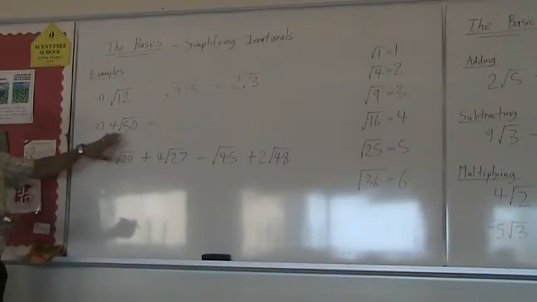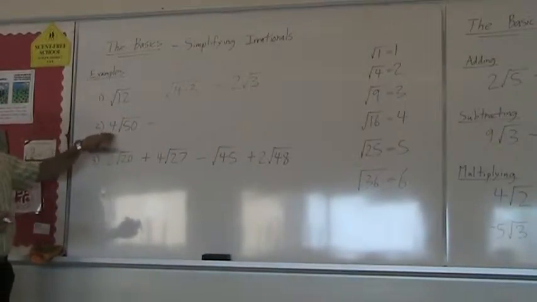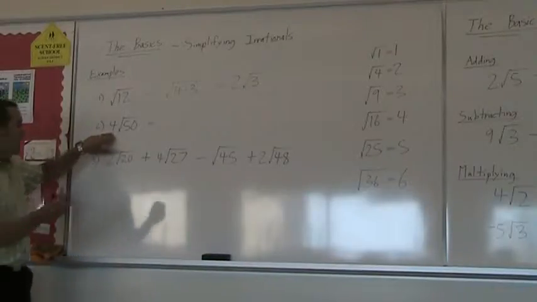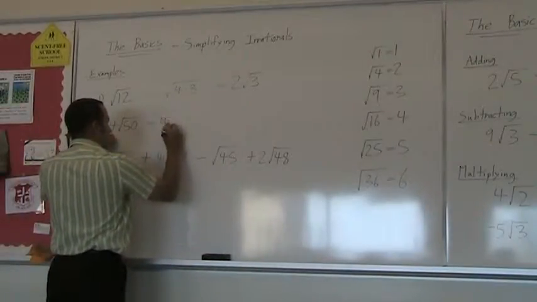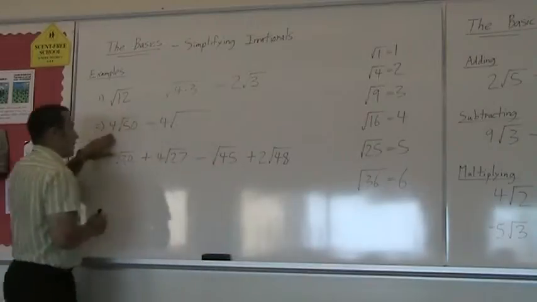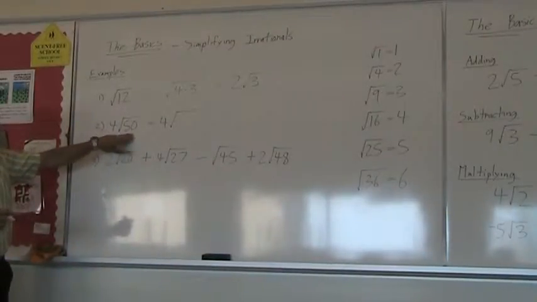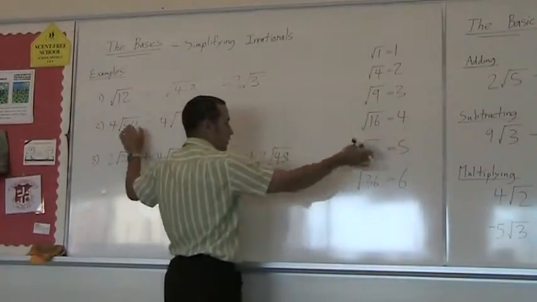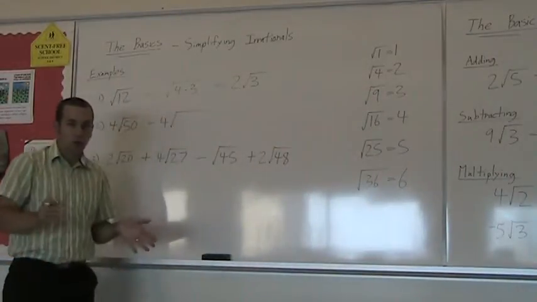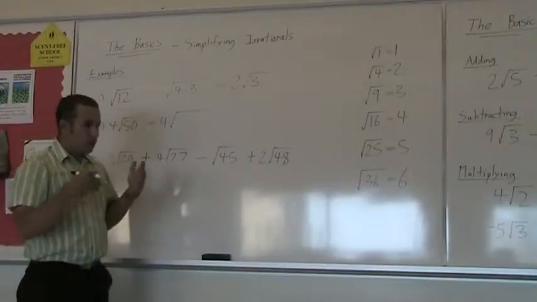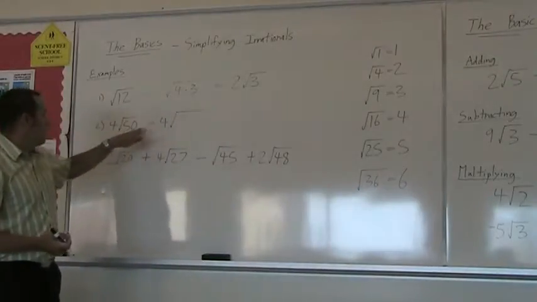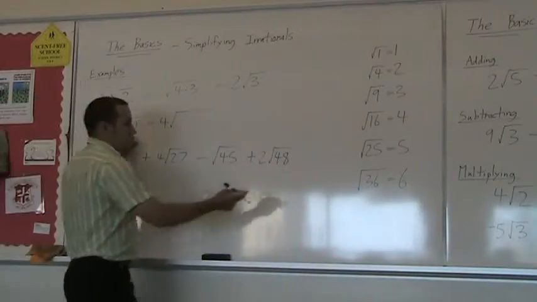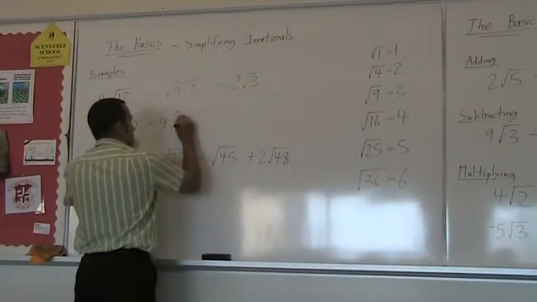I've added just something else in here, a little bit more. There's a 4 already out in front of the square root of 50. So again, I leave that there for now. And then I rewrite the 50 as the product of two numbers. Again, one of those two numbers should be 1, 4, 9, 16, 25, 36, on down, 49, 64, etc. So for 50, I'm going to be looking at 25 times 2.